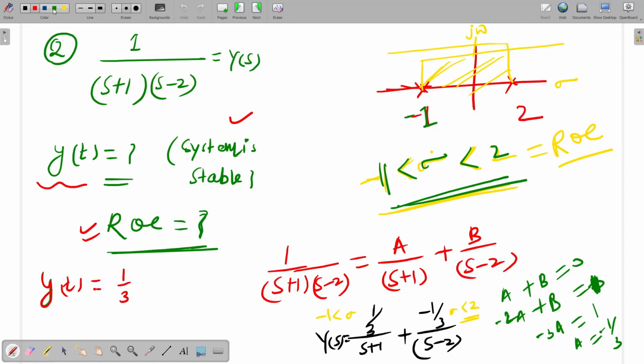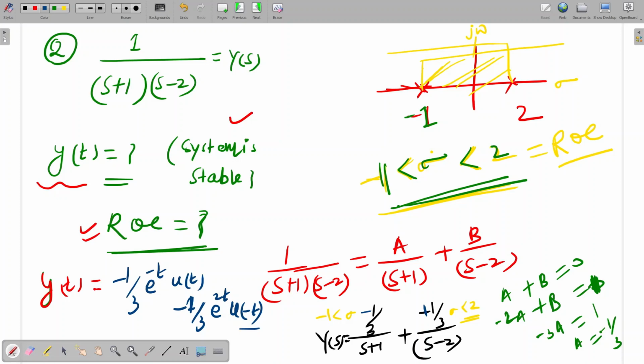Here a is equal to -1/3. So here it will be minus 1 by 3 e to the power minus t u of t. Here it is minus 1 by 3, and b is how much? Plus 1 by 3. And b also will be minus 1, so it will be minus 1 by 3 e to the power 2t u of minus t. Okay.